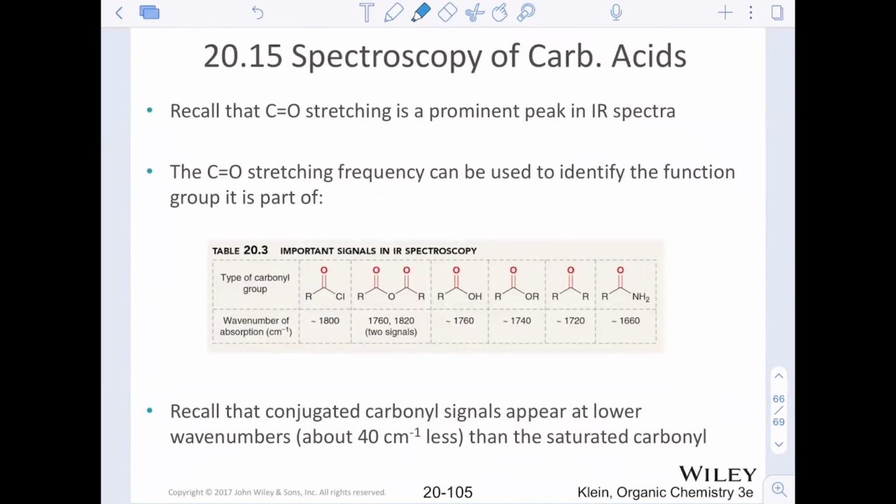Doing a little bit of spectroscopy. Don't forget, we do have spectroscopy going on in every section. CO stretching still, just like we saw in chapter 19. Now we just have different functional groups. This chart is pretty important to be able to start differentiating the range of carbonyl signals. Remember, conjugated carbonyl signals appear at lower wavenumbers, around 40 centimeters to the -1 less than a saturated carbonyl. So that wavenumber is slightly lower for our chapter 20 carboxylic acids and their derivative molecules.